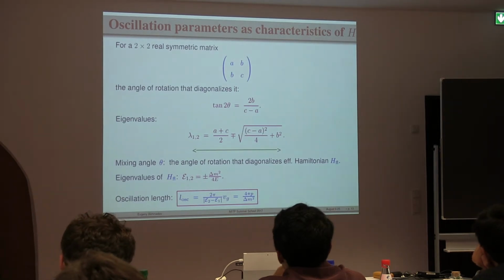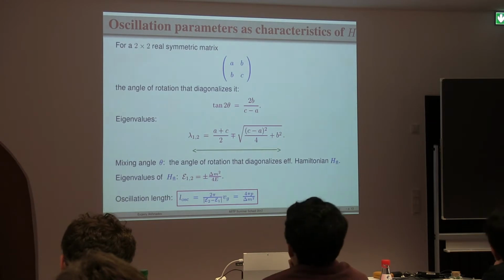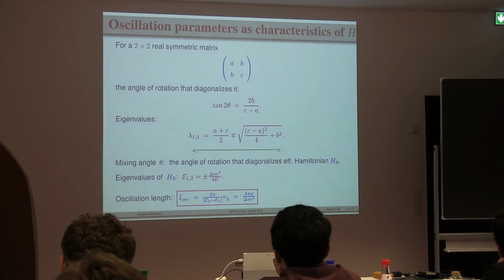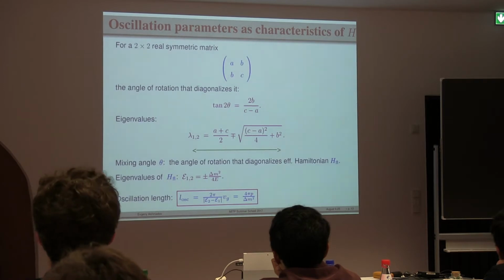We don't have to do all the oscillations again and again. We just use these already known formulas. Okay? For example, for the eigenvalues of the neutrino Hamiltonian, we get values plus or minus delta m square over 4E, and the oscillation length is just 2 pi divided by this difference, which is 4 pi p divided by delta m square, which we already know.